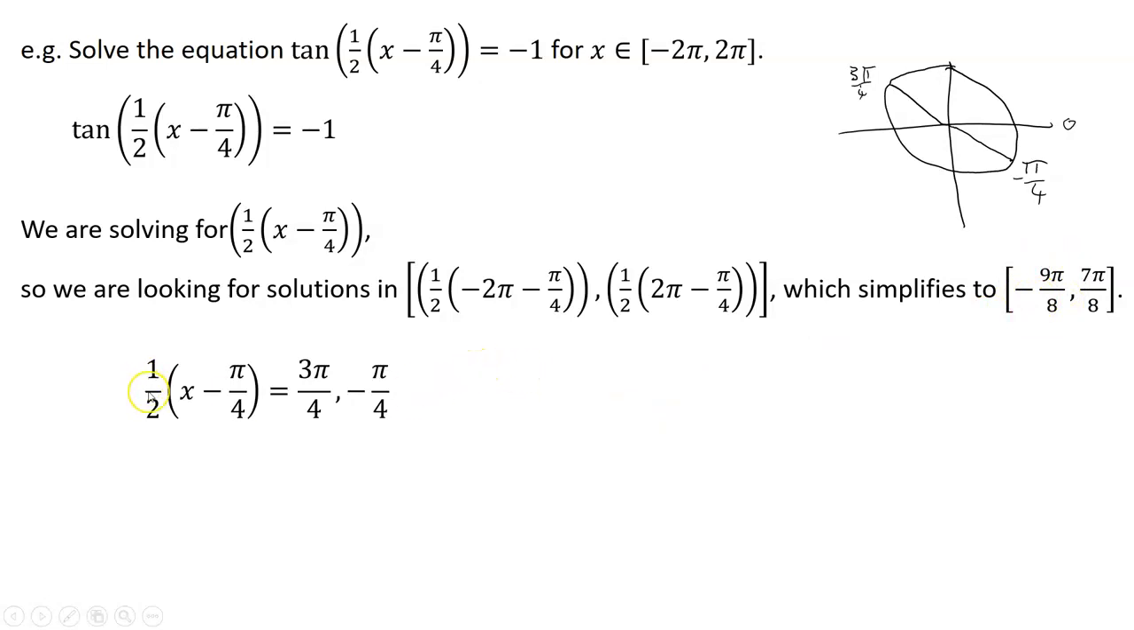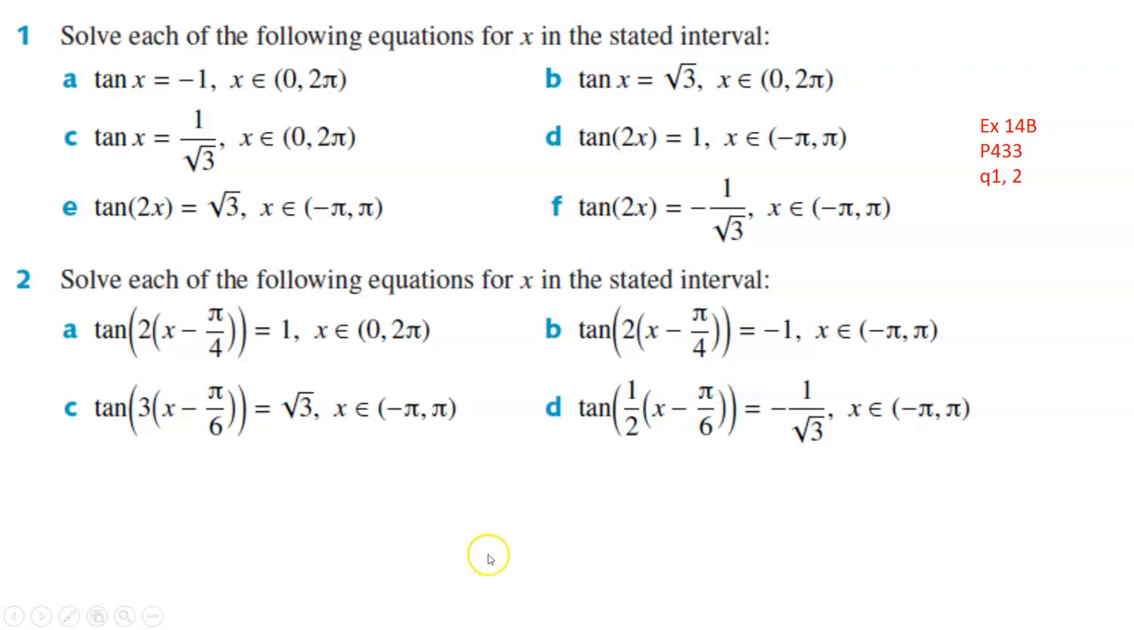Then I need to multiply both sides by 2. So x minus pi on 4 equals both of these doubled. Then I'm going to add pi on 4. And in general, we write the solutions in ascending order. You wouldn't be wrong if you didn't, but it just makes it easier to have them organised. Pause the video now while you have a go at questions 1 and 2.